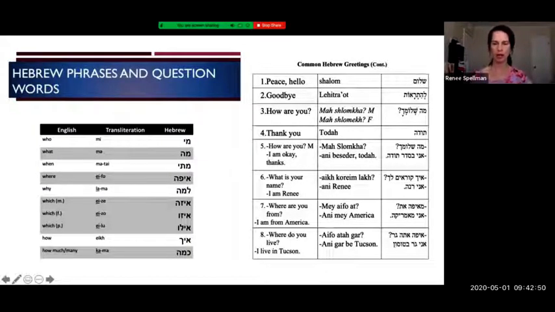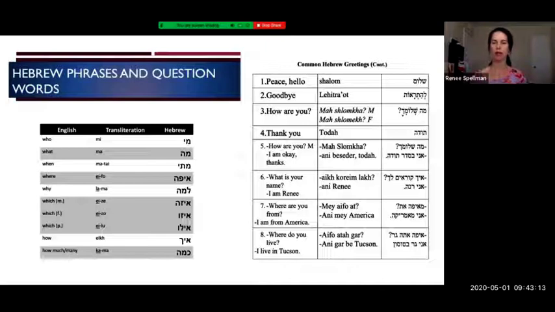So on the right hand side here, I have another chart that has some more common phrases. So how to say peace, it literally means peace, but also means hello, shalom. And it's also like the Arabic salam, which also means peace. One way to say goodbye, lehitraot. To say how are you.